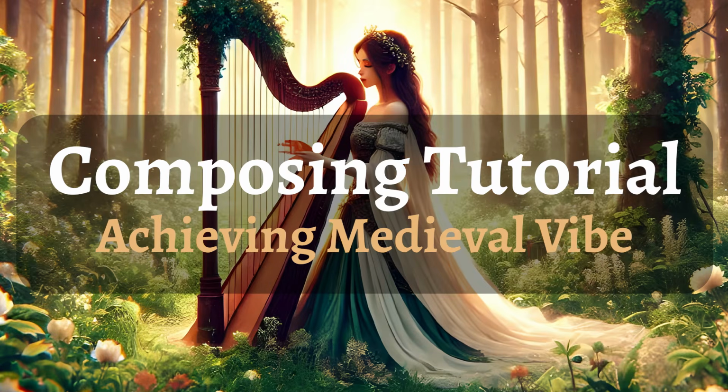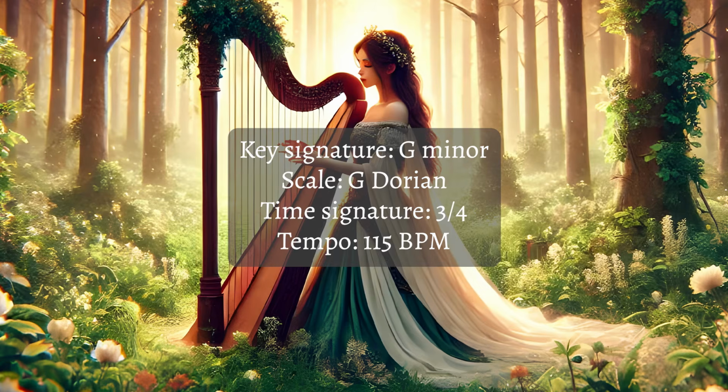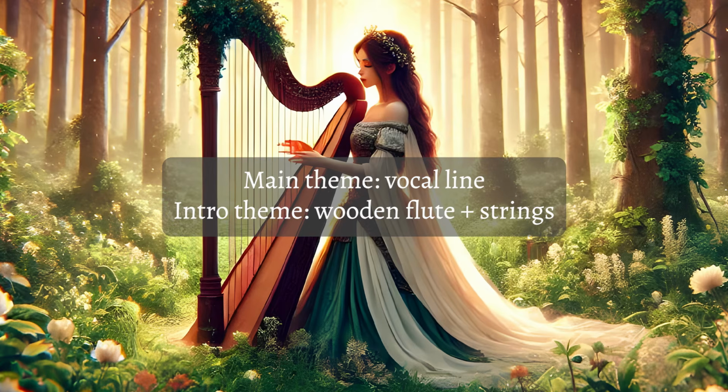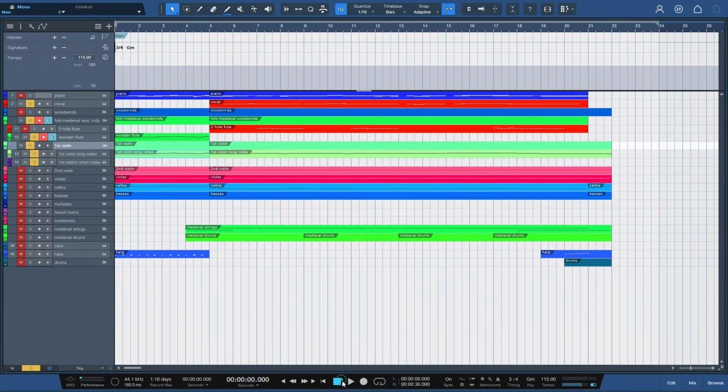In this video tutorial, I'm going to show you how to compose orchestral music that features medieval instruments and an ethereal vocal. Let's start with the basics. The key signature is G minor, the scale is G Dorian, the time signature is 3/4 time, and the tempo is 115 BPM. The main theme is performed by the vocal line, while the intro theme is played by a wooden flute which is doubled by the strings. Here's how it sounds.